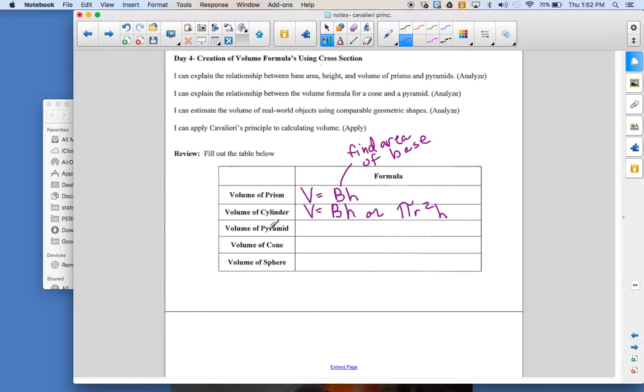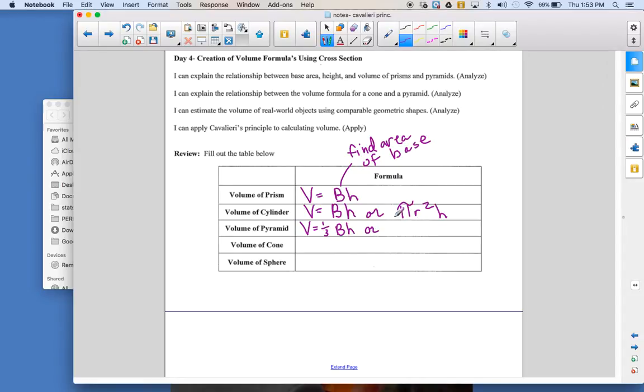Then we went on to learn about the pyramid, cone, and sphere. Now, since the sides kind of cave in on a pyramid, it's kind of like a prism, except the sides come in and they become triangles, so the container won't hold quite as much. So the volume now, instead of just capital B times H, it's going to be 1/3 times capital B times H.